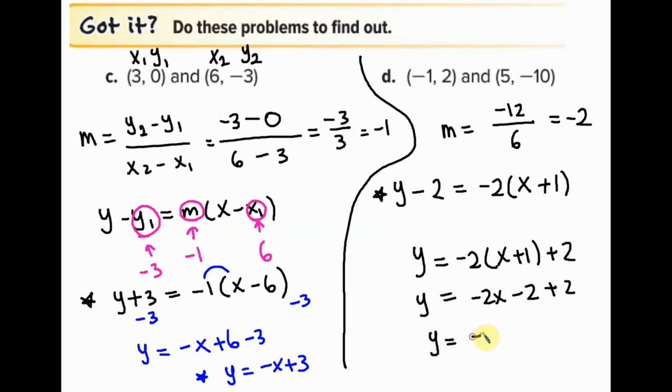y is equal to -2x. Since -2 plus 2 is equal to 0, you don't need to write anything. So this is your slope-intercept form where your y-intercept is +0. But normally we do not write 0 since it's not affecting your equation.